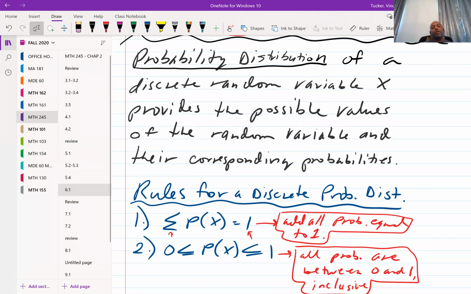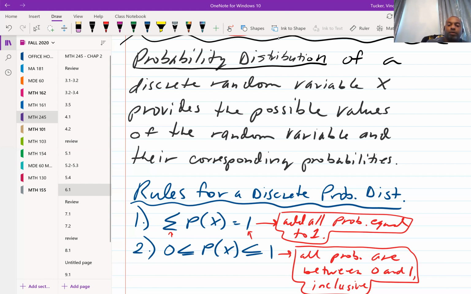All right, so rules for a discrete probability distribution. You may have seen these rules before. The first one: the sum of all of your probabilities has to add up to 1. That's what that notation means right here. Sigma means adding up, and what follows tells you what to add up. So here, it lets us know we're adding up our probabilities. All the probabilities have to add up to 1.